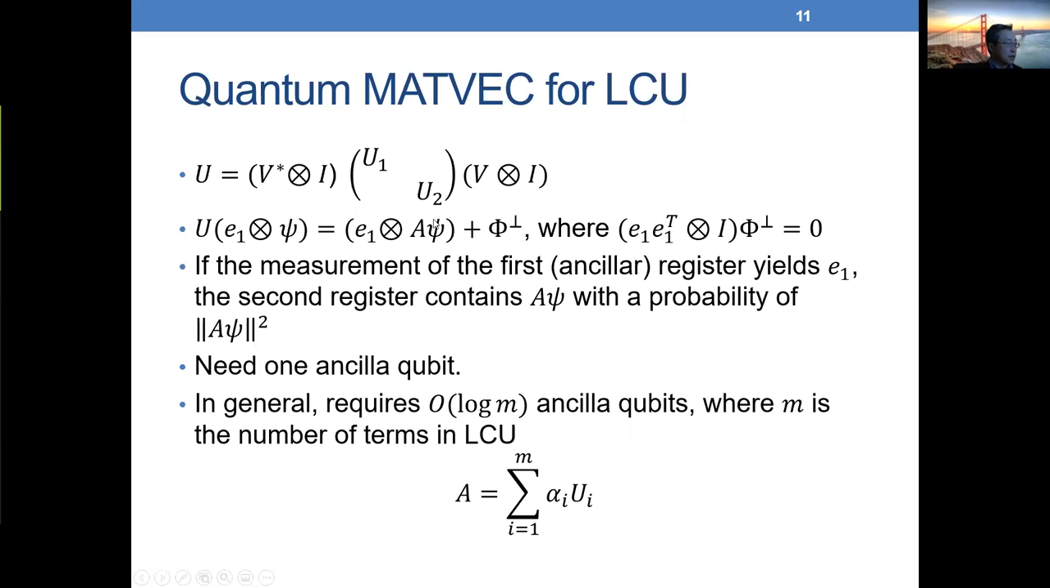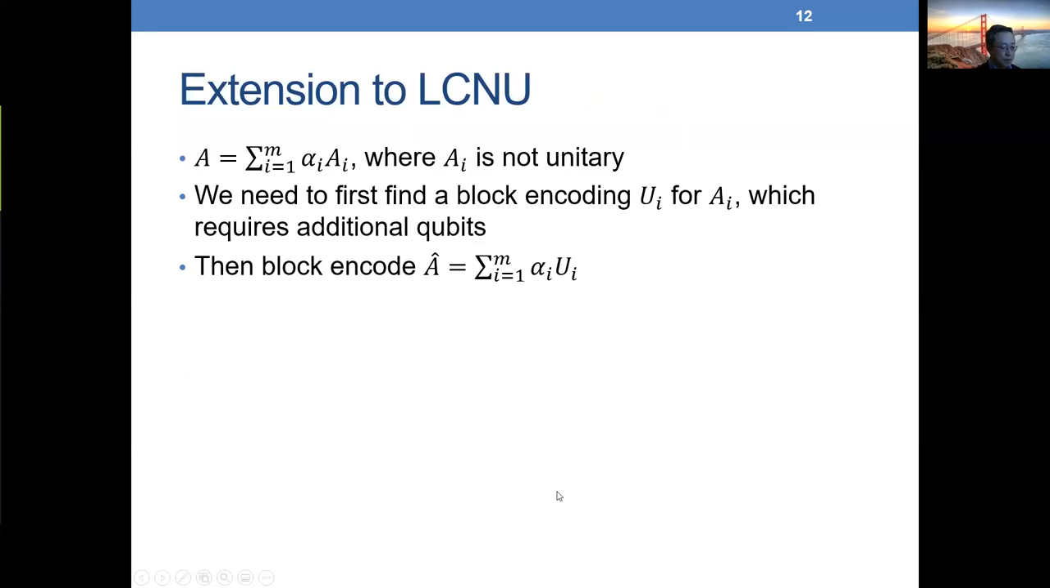That's not a qubit that you use to encode the original psi state. In general, you would need log m ancilla qubits, where m is the number of terms in this linear combination. So that's one class of matrices that you can easily block encode.